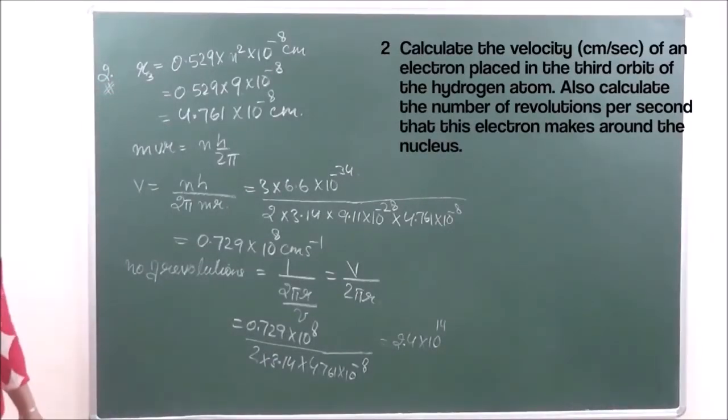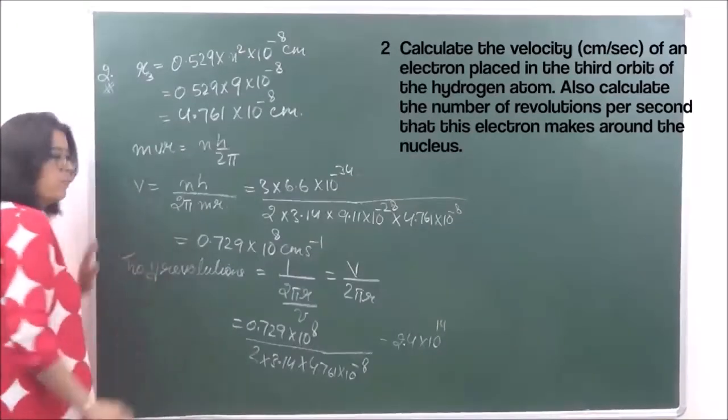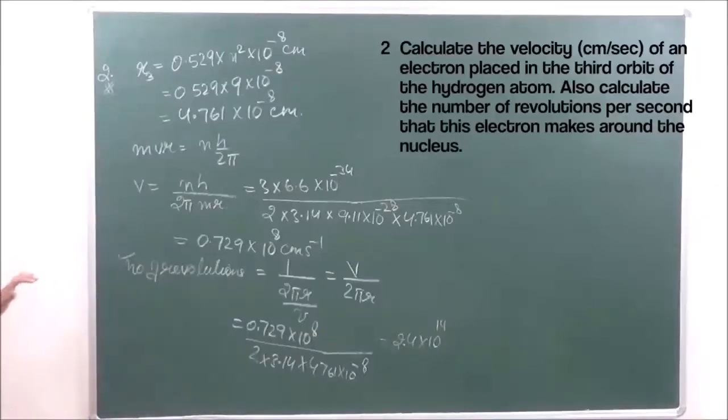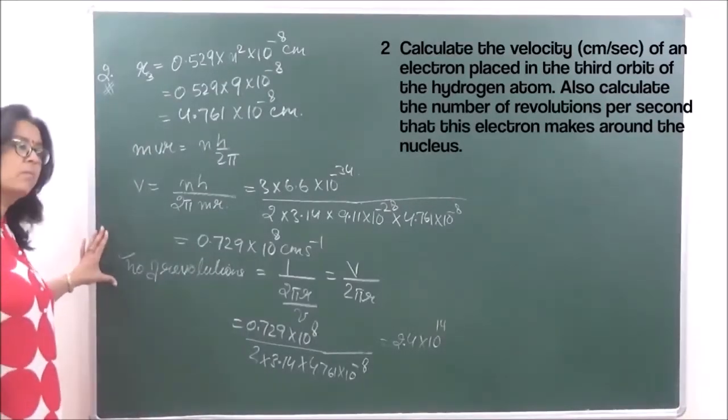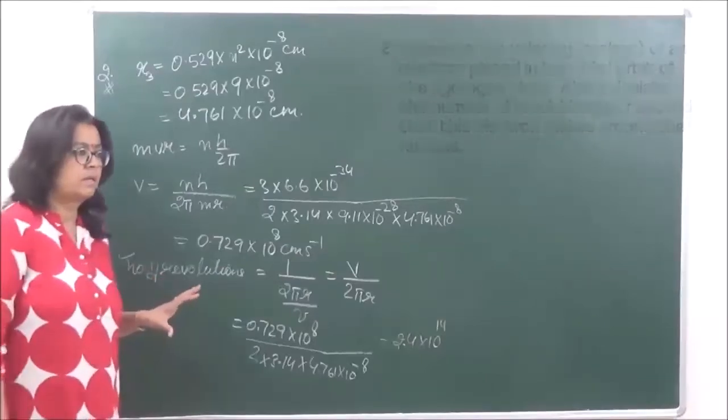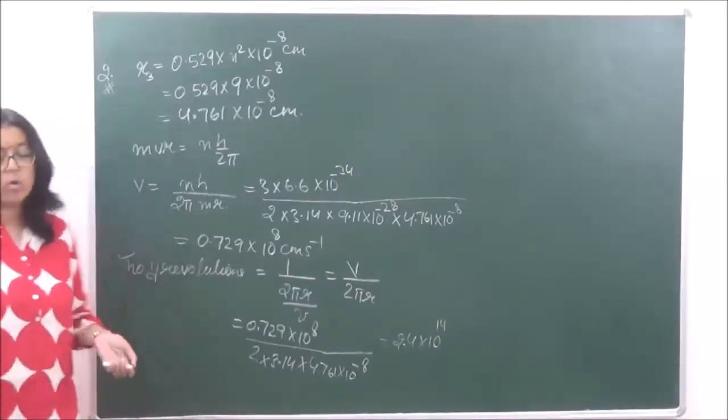Maybe it won't be so long, but still you've got a new formula over here, which is number of revolutions. So you might get the velocity given to you in the questions, and they ask you to calculate the number of revolutions per second. Clear? Okay, then let's go on to question number 3.